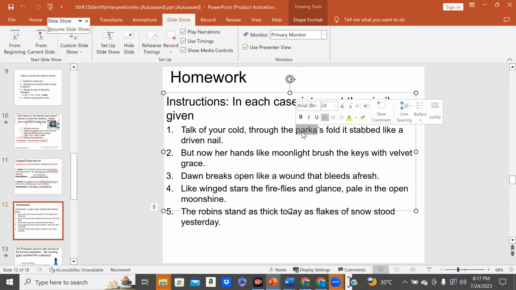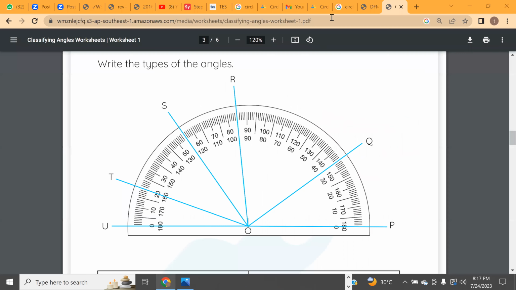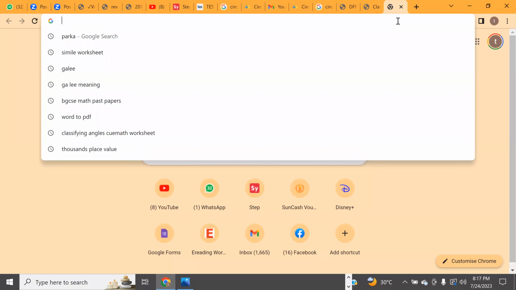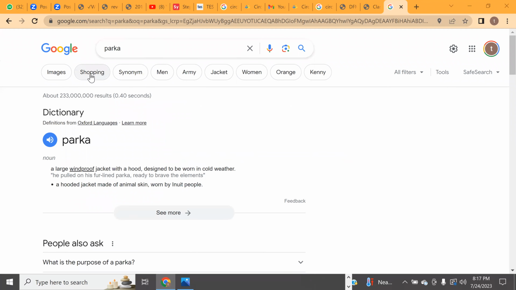Maybe because we are not in the States, y'all don't know what a Parker is. But we have a lot of people who like to wear a Parker in the Bahamas. Once they see a little wind, a little cold, they start to wear the Parker. Let me show you what a Parker is. So like a windbreaker. Yes, that's a Parker. A large jacket.